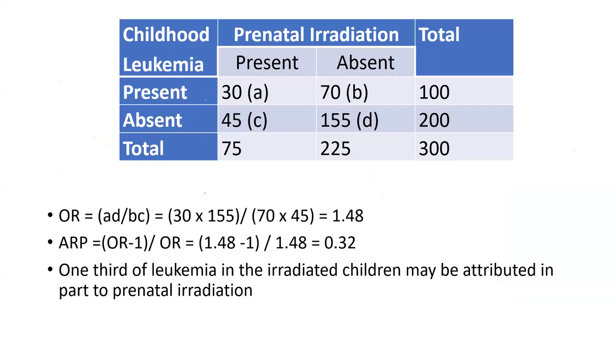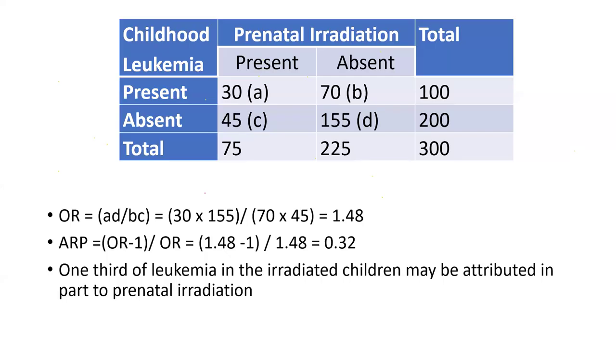So odds ratio, you all know the formula for odds ratio. It is AD upon BC. Now you can calculate the attributable risk percent or the attributable risk proportion using this formula. Whenever the disease is rare, and rare usually means, some books say less than 10%, some say less than 20%, when the disease or the outcome is rare, your odds ratio is equal to relative risk. So you can use this formula of odds ratio minus 1 upon odds ratio to calculate the attributable risk percentage.